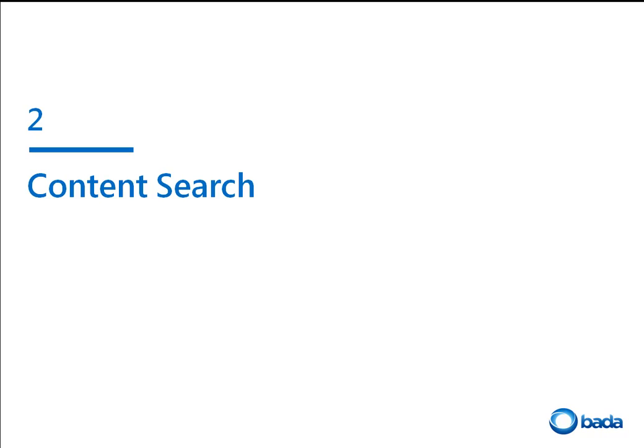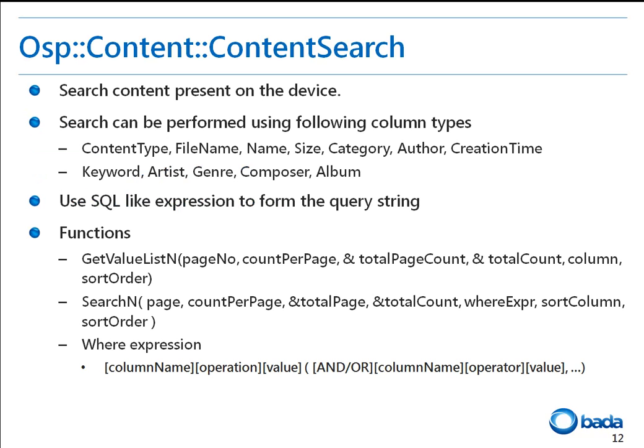Now, let's have a look at the content search. The ContentSearch class can be used to retrieve distinct values for specified fields, for example, the audio artists, genres, albums, etc. Or search for a particular content item with some conditions. The search is performed using the SearchN method exposed by the ContentSearch class.